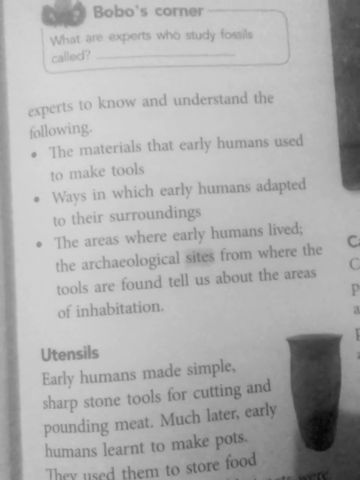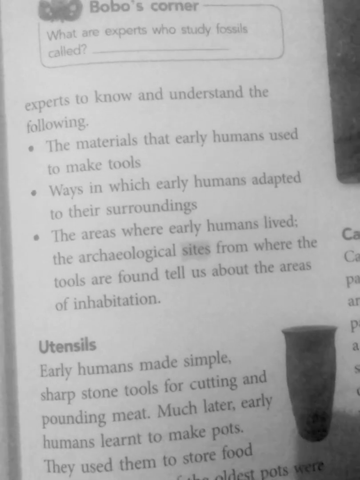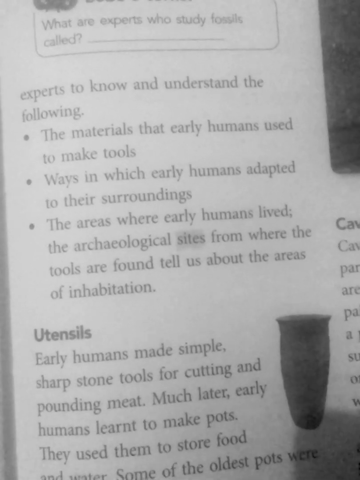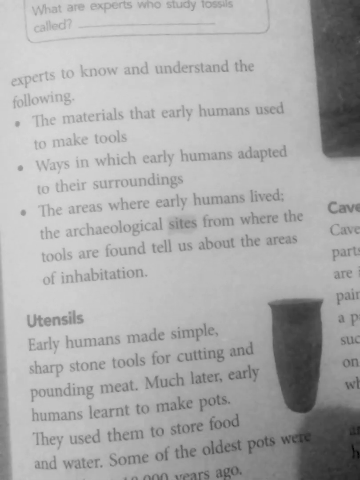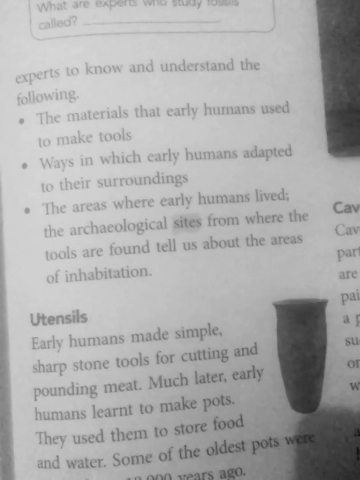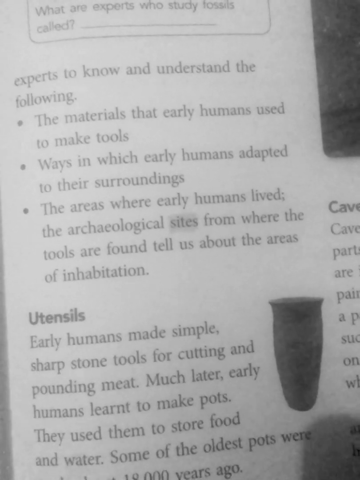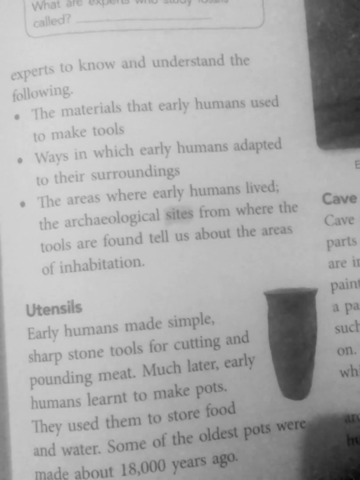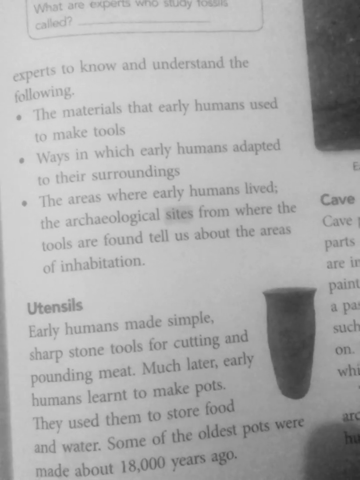Material that early humans used to make tools. Which type of material did they use? Firstly, they made the tools of stones, bones, wood. Then after that they used another material. Ways in which early humans adapted to their surroundings. How they adopted things from the surroundings.